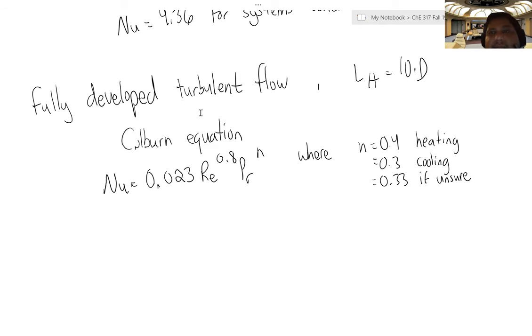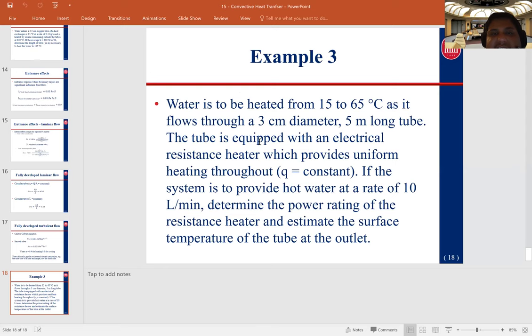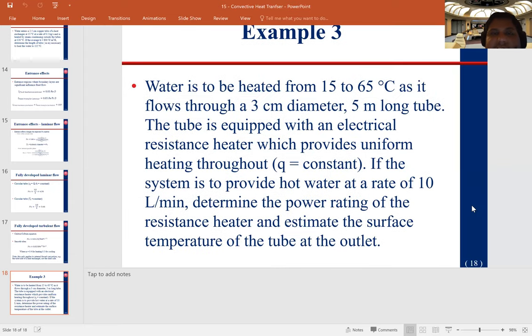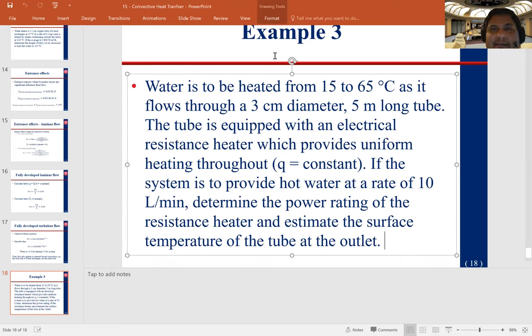So let's look at one last problem before we move into heat exchangers, which is example 3, which states water is to be heated from 15 to 65 degrees as it flows through a 3-centimeter diameter, 5-meter long tube. If the tube is equipped with an electrical resistance heater, which provides uniform heating throughout, such that q can be considered constant heat flux, determine the power rating of the heater, and estimate the surface temperature of the tube at the outlet if the system provides hot water at a rate of approximately 10 liters per minute. So not unlike your synthesis assignment due today. So definitely a worthwhile problem to look at.